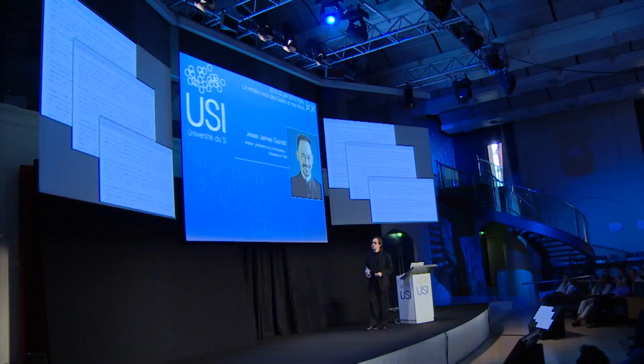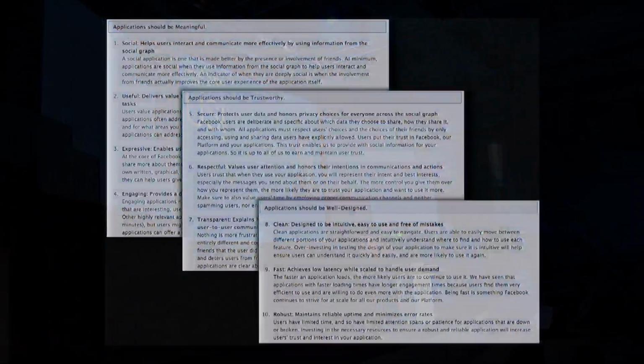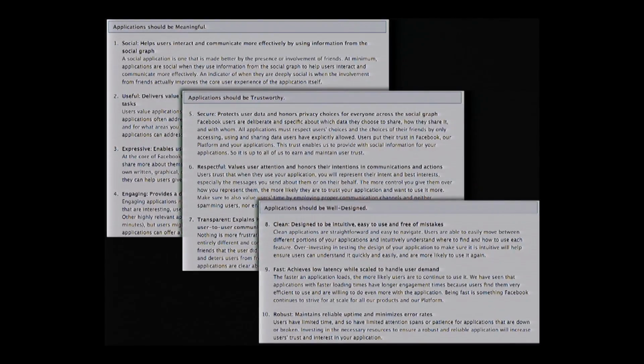So again, no reference here to technology. It is entirely about the experience that they feel these applications should deliver. And they broke it down into these 10 guiding principles in these 3 broad categories: meaningful, trustworthy, and well-designed. Facebook believes that applications should be social, useful, expressive, engaging, and they define these in very specific terms. Secure, respectful, transparent, clean, fast, and robust.